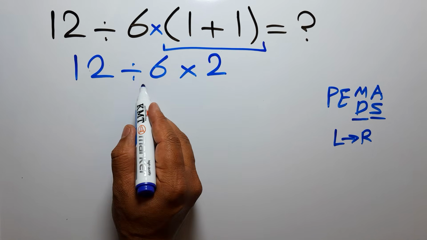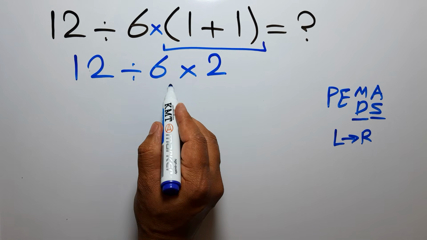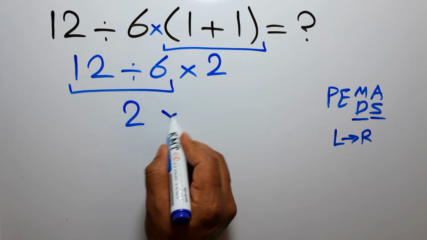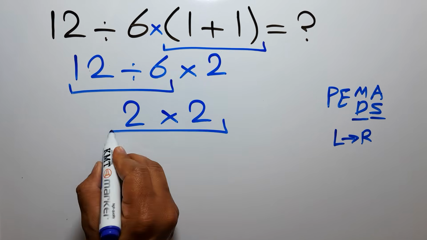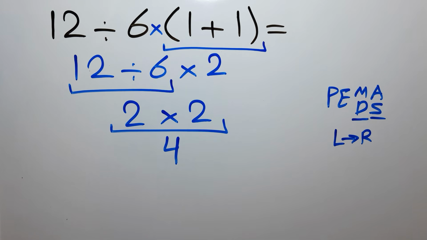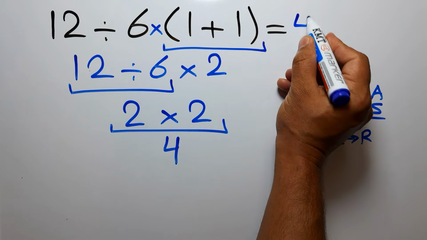So here, first we have to do this division. 12 divided by 6 gives us 2. So we have 2 times 2, which equals 4. And this is our final answer to this problem. The correct answer is 4.